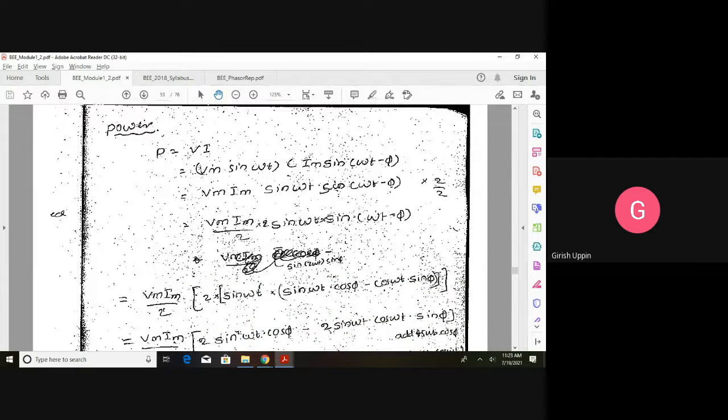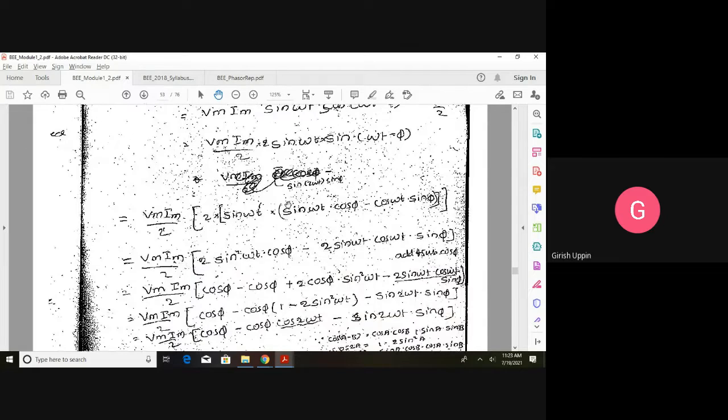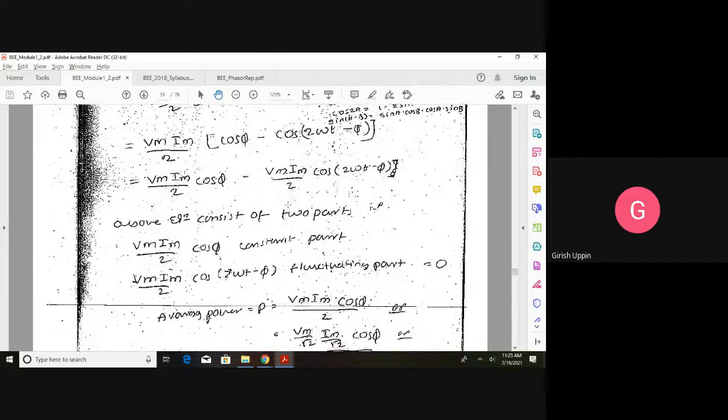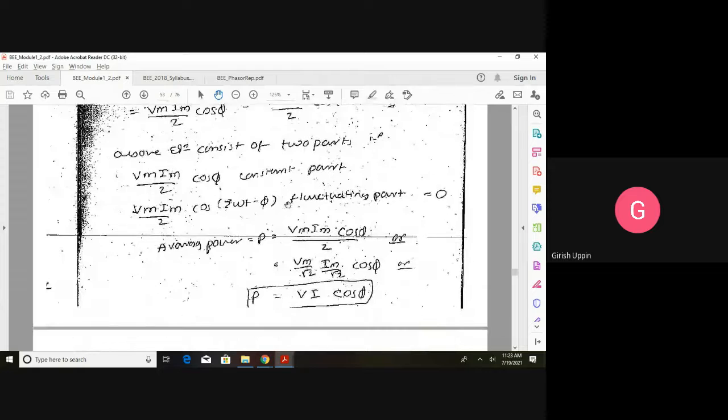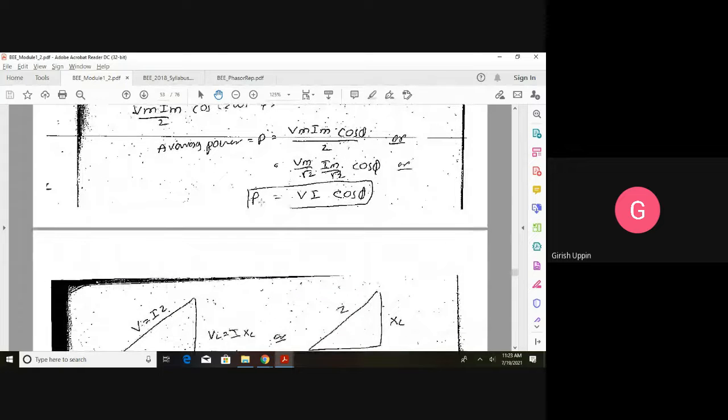The instantaneous value of P is equal to the instantaneous value of V into the instantaneous value of I. That is, V is Vm sin omega t, I is Im sin (omega t minus phi), because it is an RL circuit. If you simplify this, the steps are very clear, you can go through them. What you get is P is equal to Vm Im cos phi by 2, where this is the peak value.